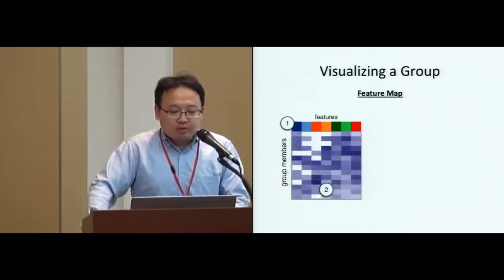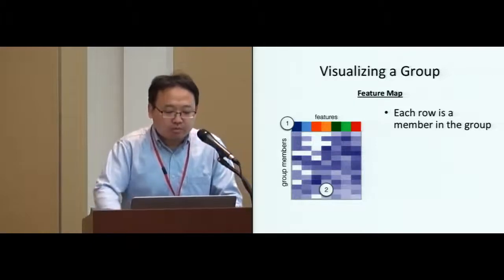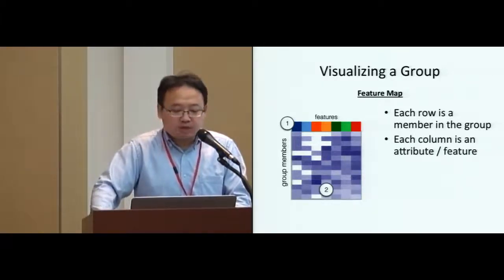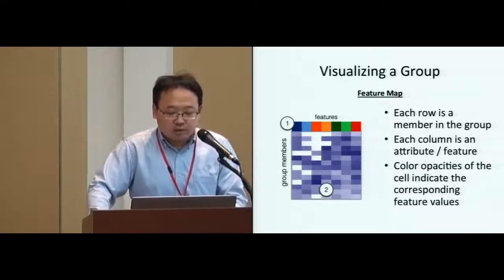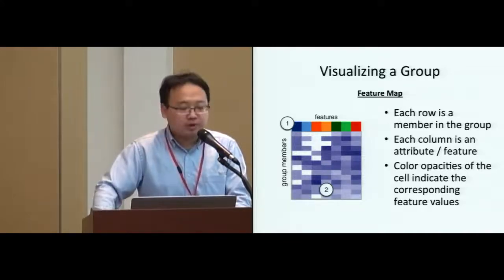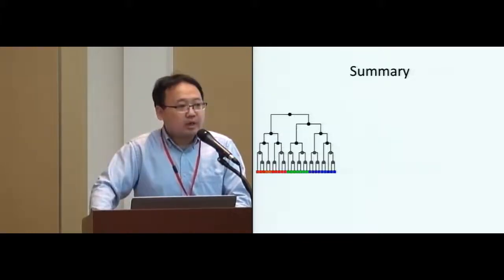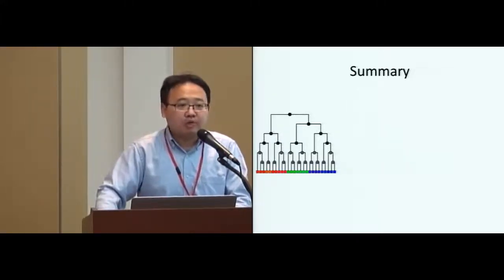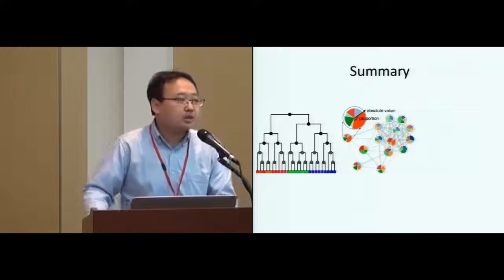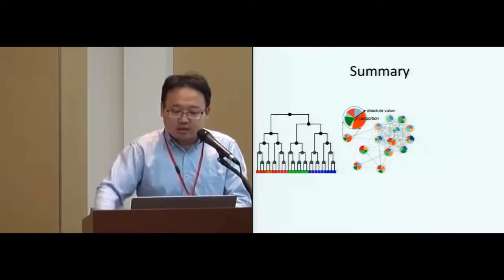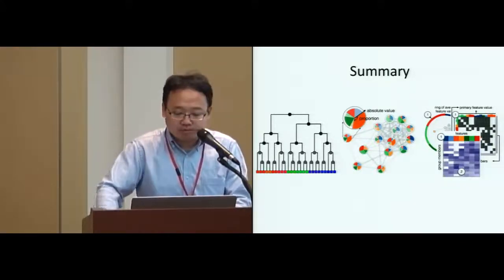And the final view is called a feature map. And the feature map actually is a heat map. So each row represents a member in the group. And each column represents a certain kind of feature of these members. And the color opacity of the heat map cells illustrates the corresponding feature value. So as a summary, in our visualization designs, we use a hierarchical-based approach to visualize large graph data. And we have used a pie chart glyph to represent the attributes in a multivariate graph. And also, we have developed 3 different views, showing different aspects of a group.